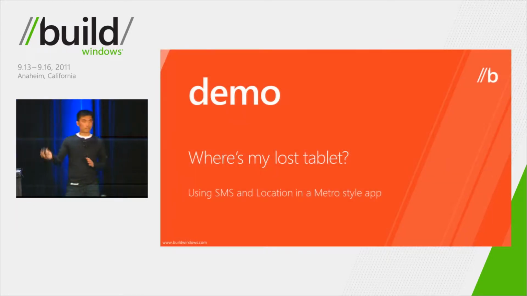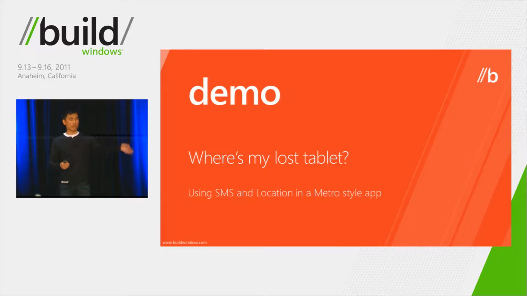All right, so we're going to demo a Metro Style app members of my team wrote. It's called Where is My Lost Tablet? And it works by using mobile broadband SMS and location in a Metro Style app. So this is just an example of what you can do in Windows. This is not functionality that's built into Windows. It's just a demo app that we wrote.